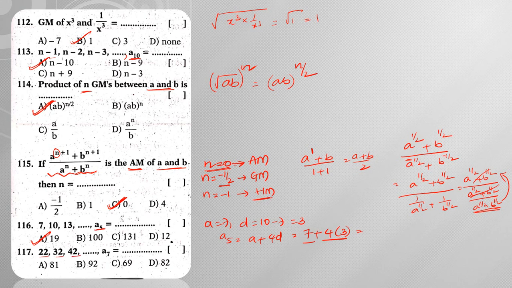Next, 22, 32, 42. That means plus 10, plus 10, plus 10, it is increasing. That means the first term is 22. Common difference is clearly 10. Now what is he asking?